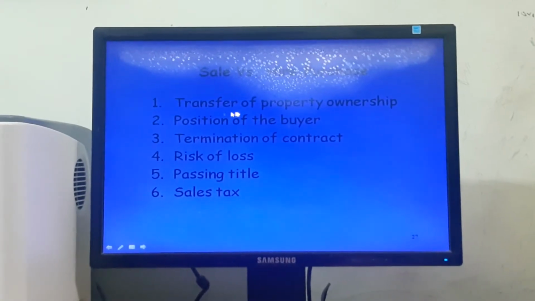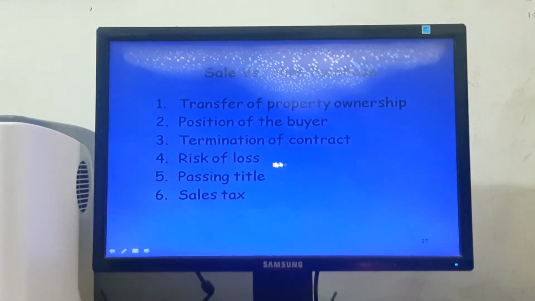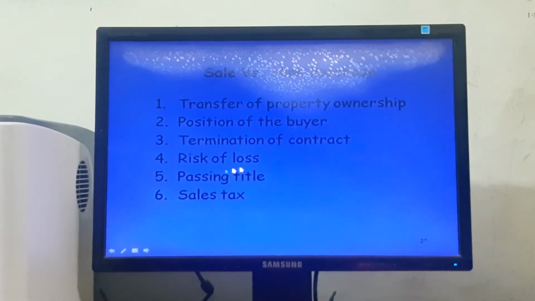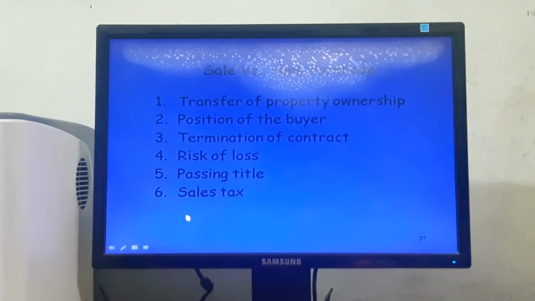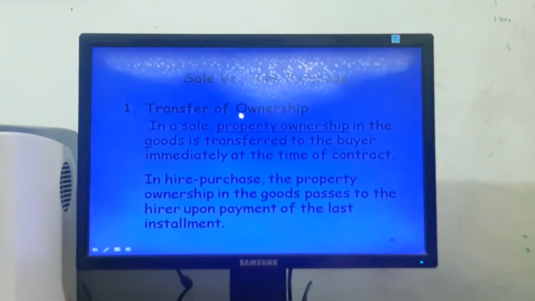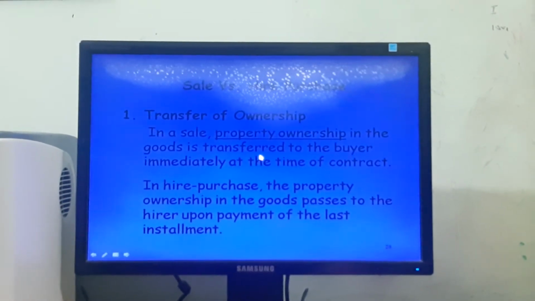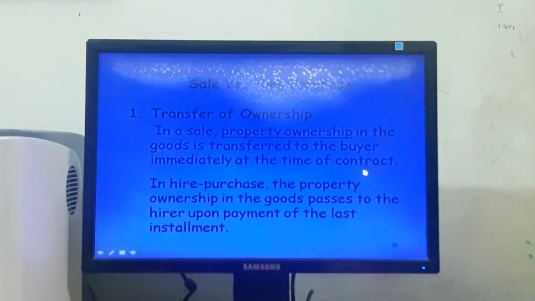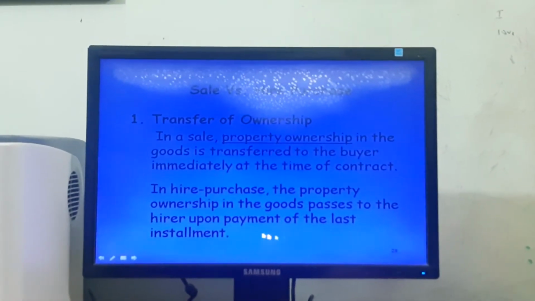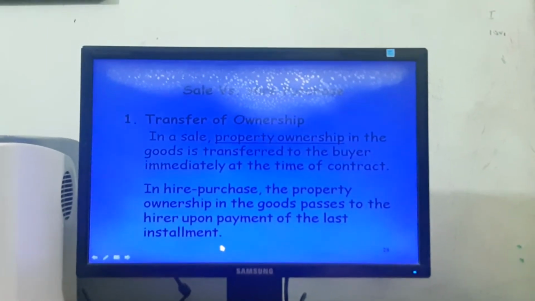Now we shall see the specific difference between sale and hire purchase. The differences are in transfer of property or ownership, position of the buyer, termination of contract, risk of loss, passing the title, and sales tax. First difference is transfer of property or ownership. In a sale, property ownership in the goods is transferred to the buyer immediately at the time of contract. But in hire purchase, the property ownership in the goods passes to the hirer upon payment of the last installment.